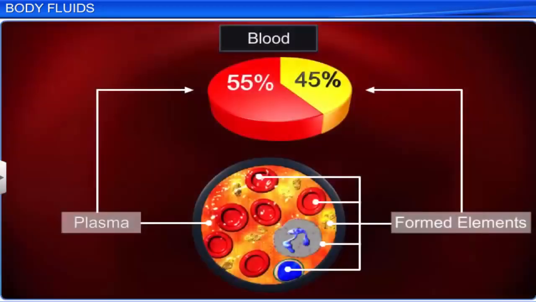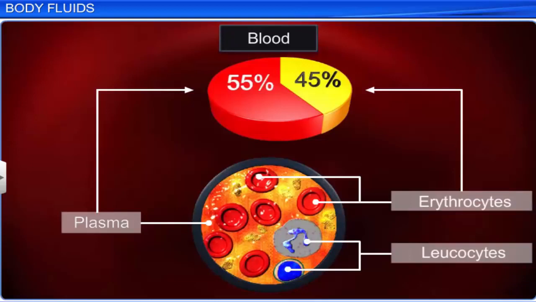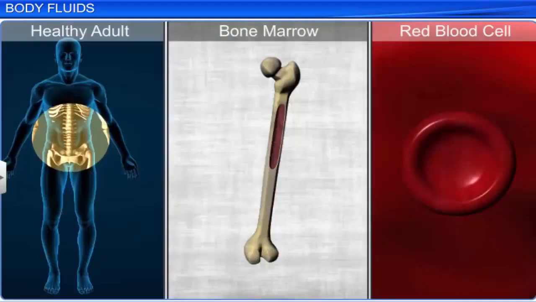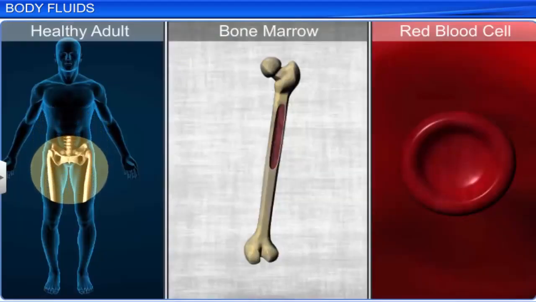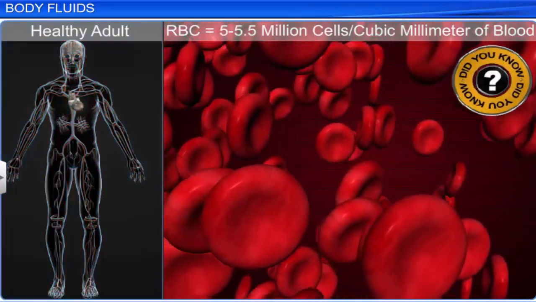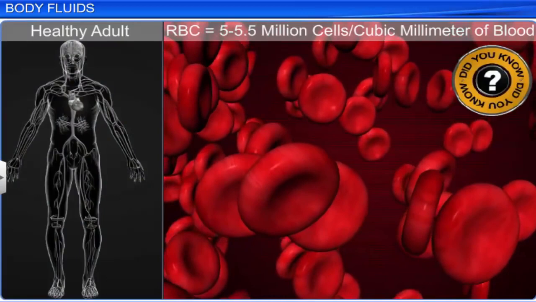The remaining 45% of blood is made up of formed elements that include erythrocytes, leukocytes, and platelets. Erythrocytes, or red blood cells, comprise 99% of formed elements. In adults, they are formed in the bone marrow. Did you know that a cubic millimeter of blood contains around 5 to 5.5 million RBCs?